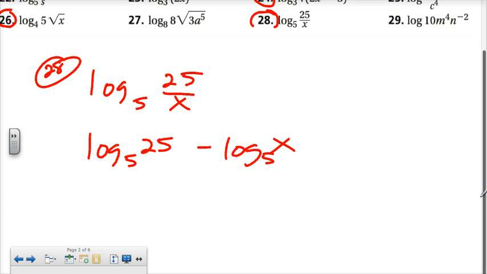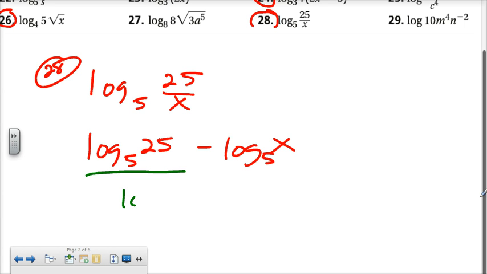Now, why did I start thinking ahead about this first piece? Because we know what that is. That's 2. Snail shell that in your head. 5 to the something is 25. Logarithm base 5 of 25 is going to be 2.